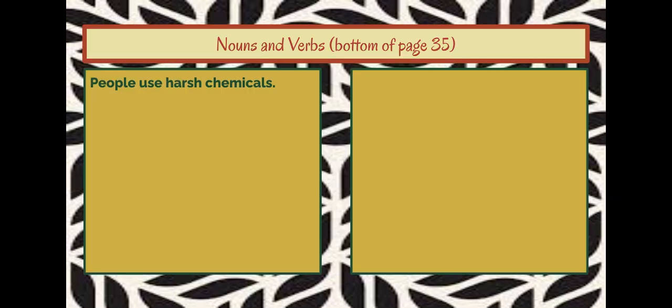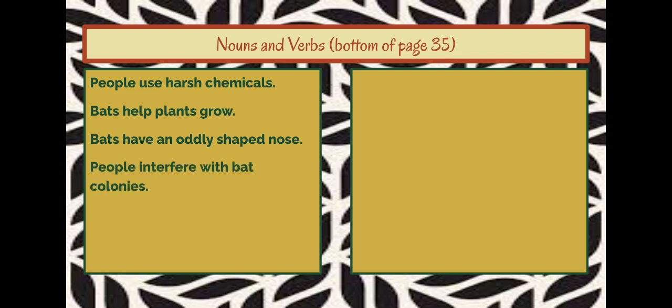Now the rest of the bottom of the page you're going to do on your own, and I'm going to read the sentence, and you're going to underline the nouns and circle the verbs. People use harsh chemicals. Bats help plants grow. Bats have an oddly shaped nose. People interfere with bat colonies.